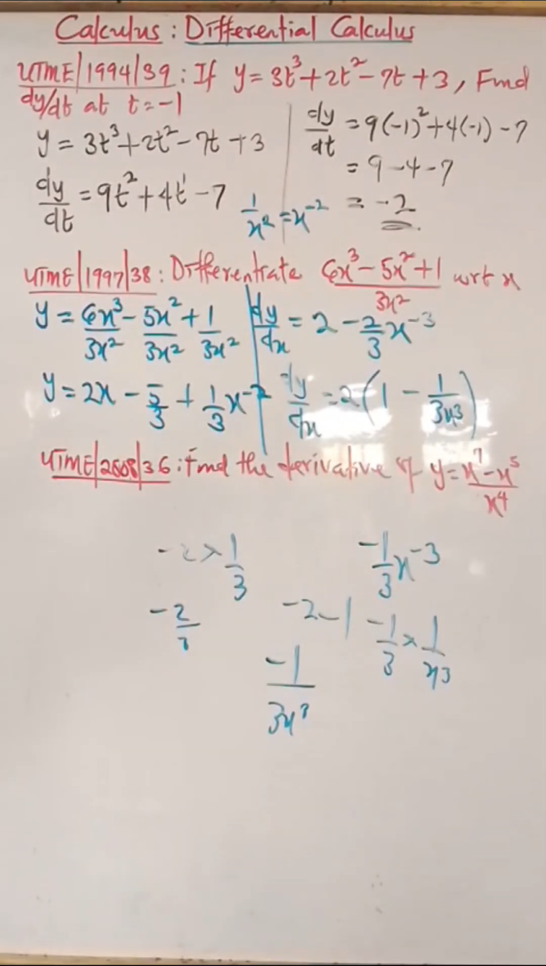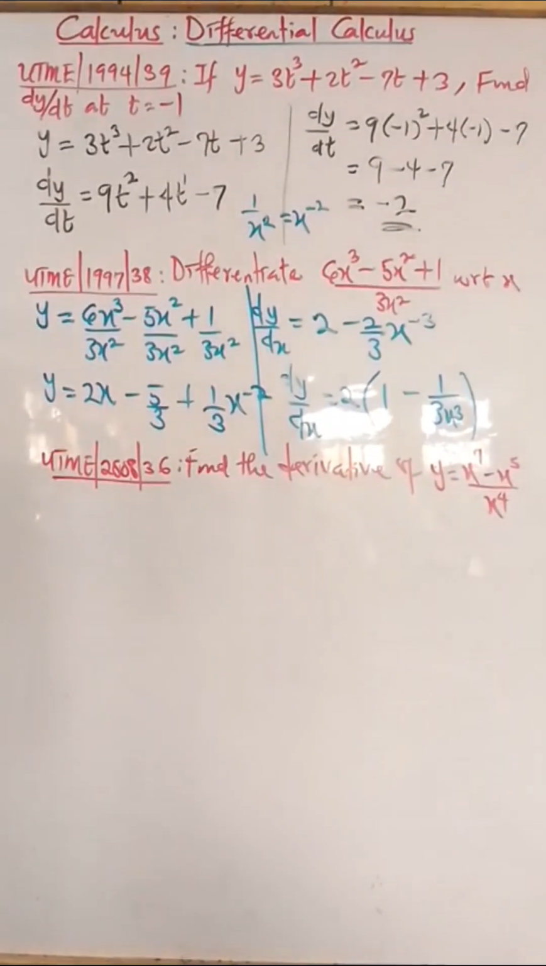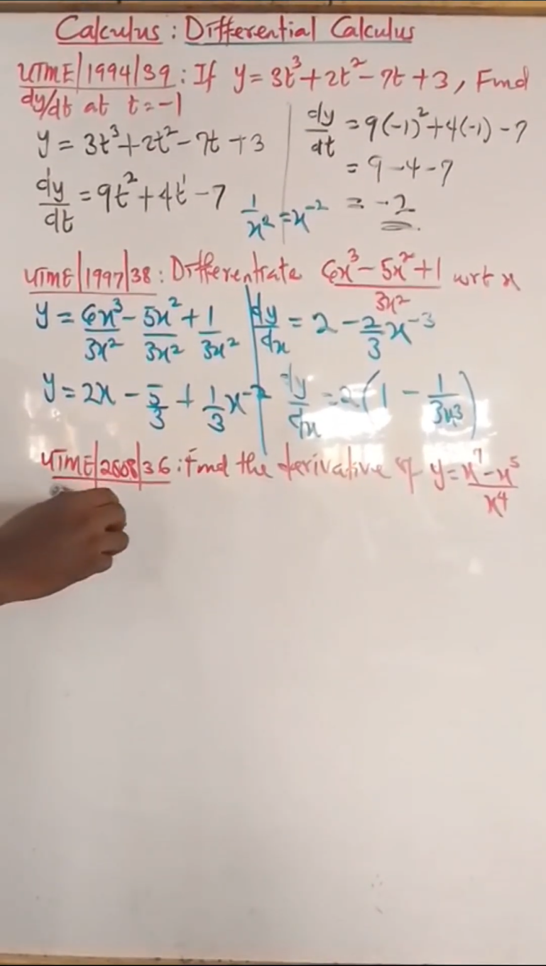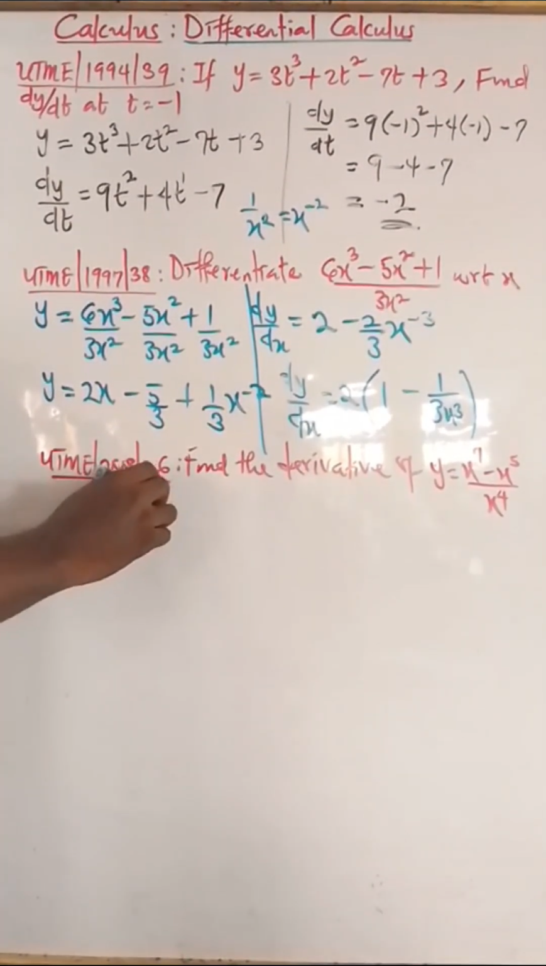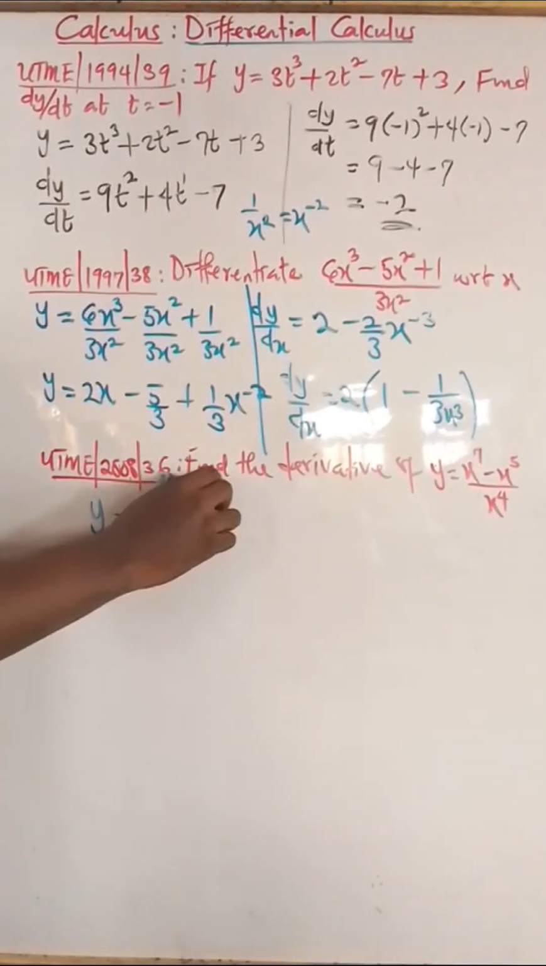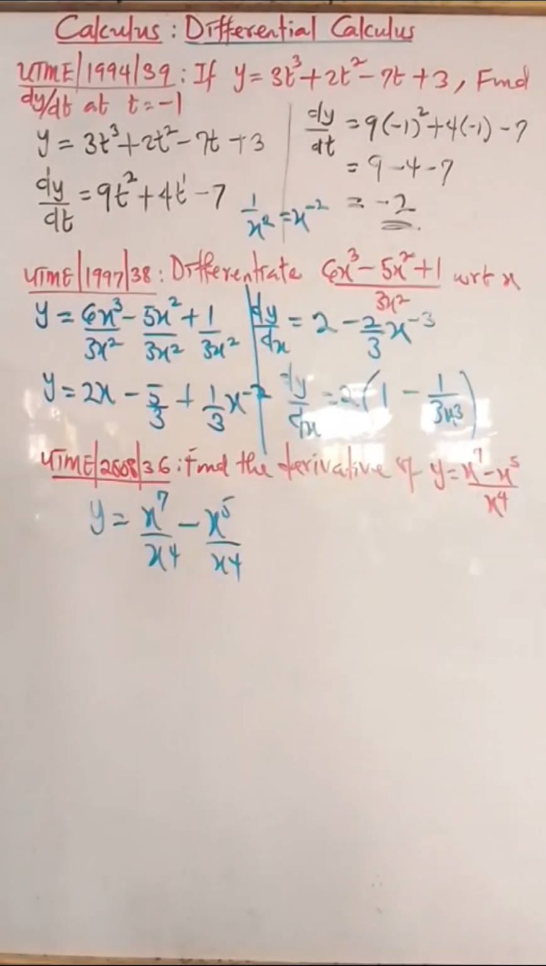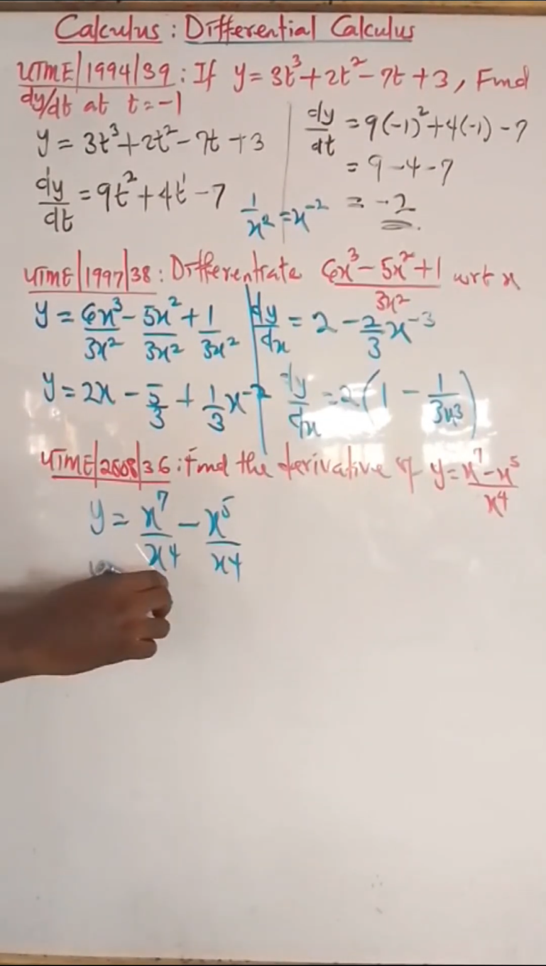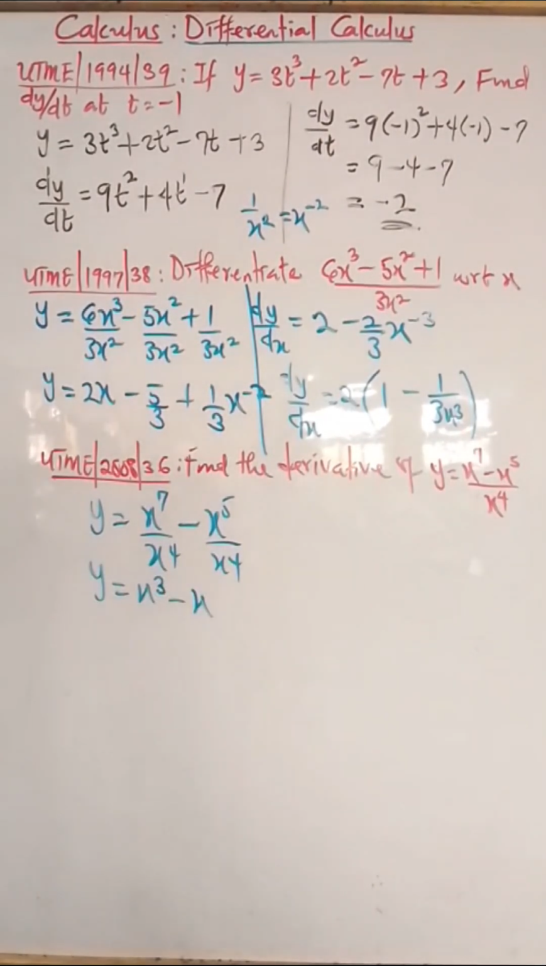The third one is similar to the second. For the next question, we can still split. This becomes x to the power of 7 over x to the power of 4, minus x to the power of 5 over x to the power of 4. I said it's allowed. From here, y becomes s cubed minus x. Indices: 7 minus 4 is 3, 5 minus 4 is 1.